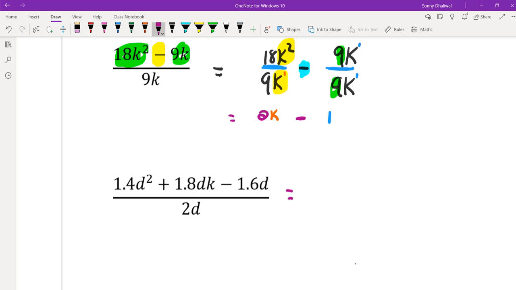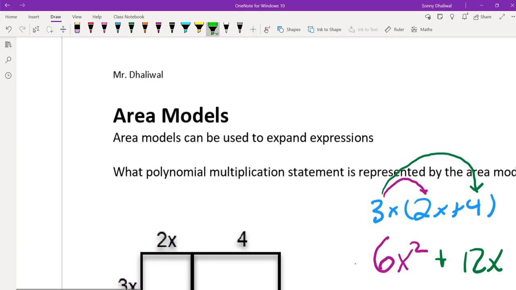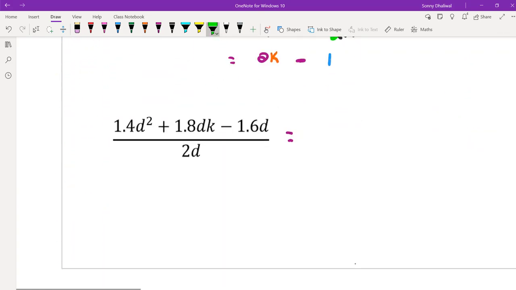All right, Harmon. The next question, our final answer is going to have how many terms? Can you tell me? 3. Yeah. We have 3 terms in our numerator. Our final answer is going to have 3 terms.